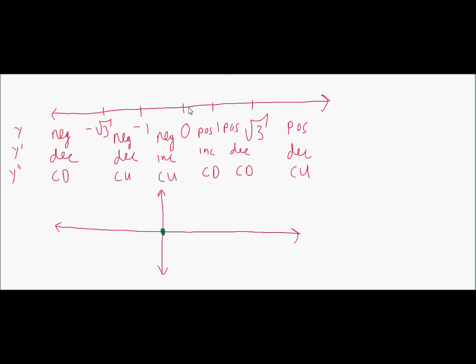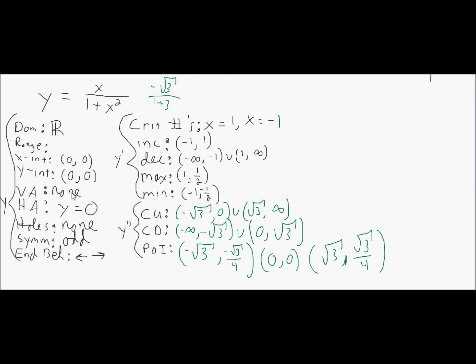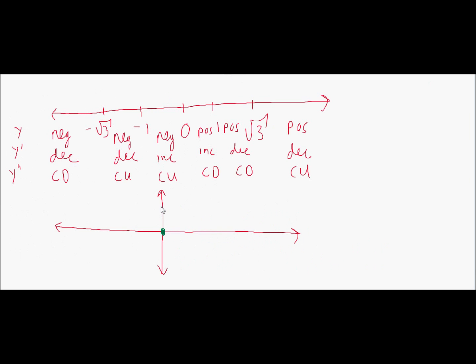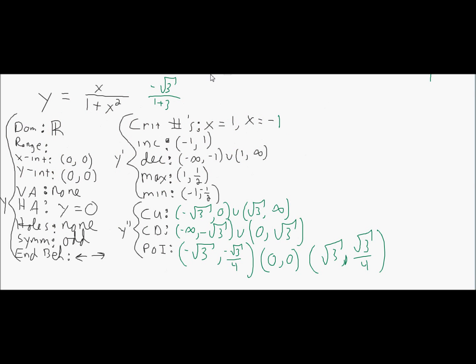Green. Here we go. 0, 0. We also know it has to go through the points. What else do we have here? Max is at 1, 1/2. Min is at -1, -1/2. So it has to go through... So I forgot already. What is it? 1, 1/2, -1, -1/2.